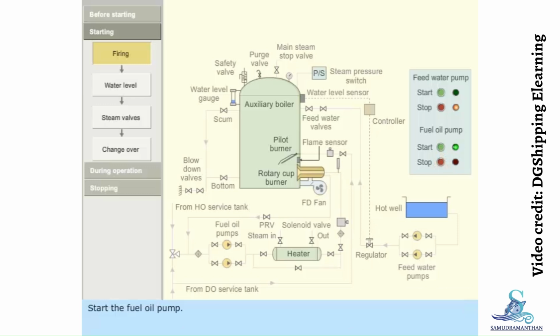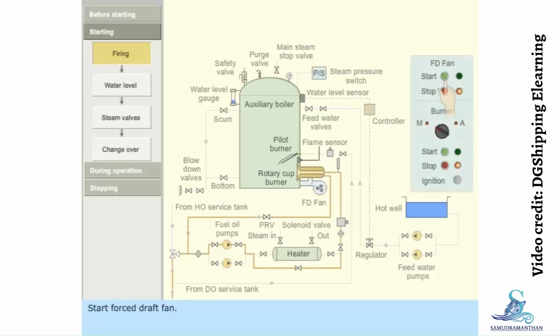Start the fuel oil pump. Start the forced draft fan. Wait for at least 3 minutes to purge out the furnace space. Press the ignition button to ignite the pilot burner. Start the main burner in manual mode. As the main burner lights up, stop pressing the ignition button. Stop the main burner after 30 seconds of firing.